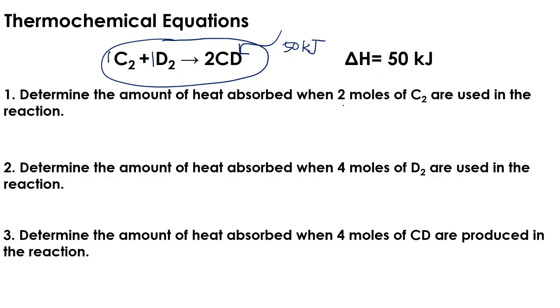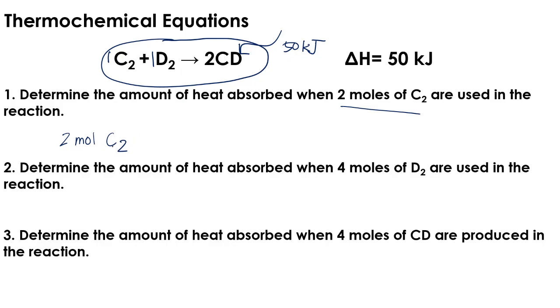So here, what if we have 2 moles of C2? What do you think is the value of delta H? Of course, it's very easy. If we have 1 mole of C2 is 50, then 2 moles of C2 is equal to 100 kilojoules. So this time, let's make it organized.